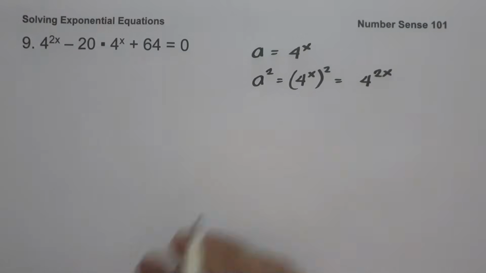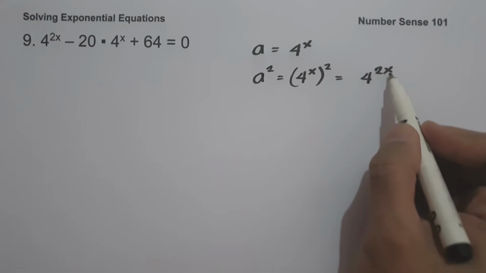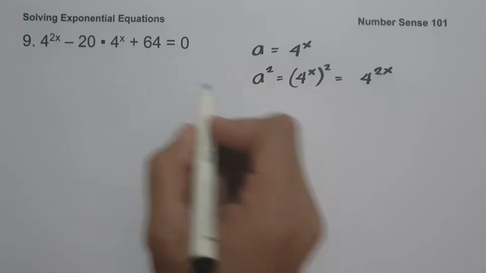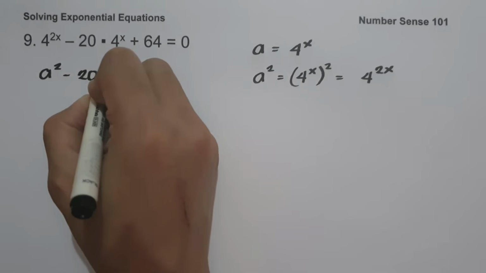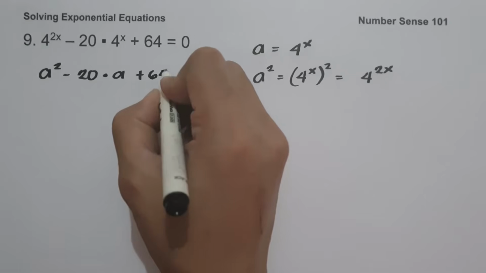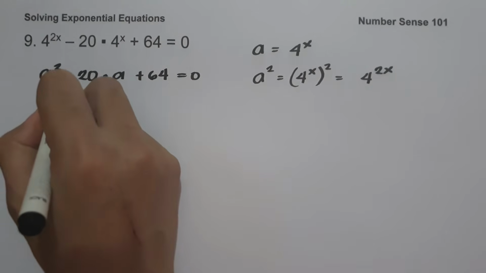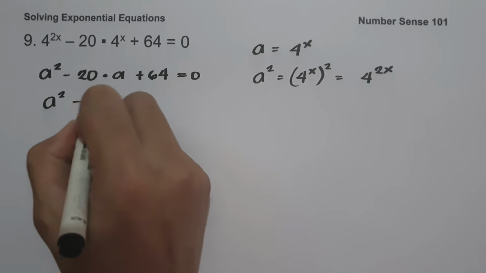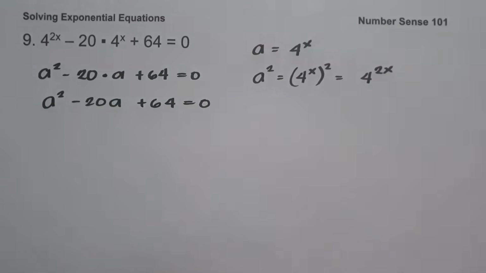So let us substitute the value of 4 raised to x and 4 raised to 2x as a and a squared. So let us have 4 raised to 2x, that is a squared, minus 20 multiplied by 4 raised to x, that is a, plus 64 equals 0. So let us have a squared, negative 20 times a, that is negative 20a, plus 64 equals 0.